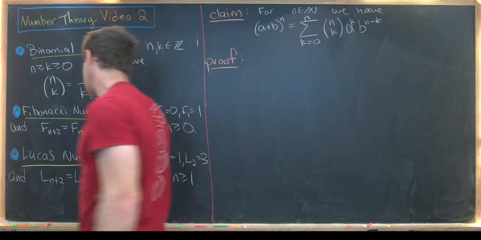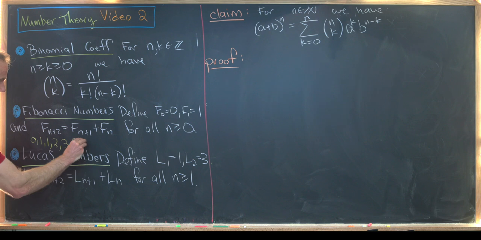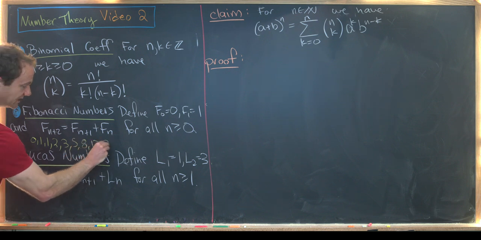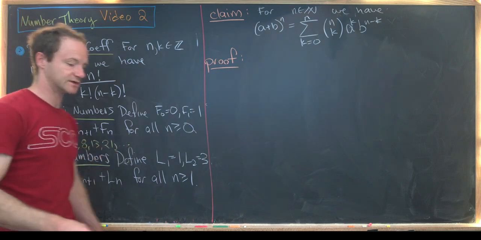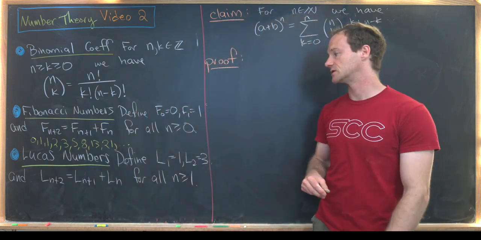So that gives us the start of our sequence as 0, 1, 1. Then add the two previous, we get 2. Add the two previous, we get 3. The two previous, we get 5, 8, 13, 21, and so on and so forth. So that would be the first however many terms of the Fibonacci sequence.